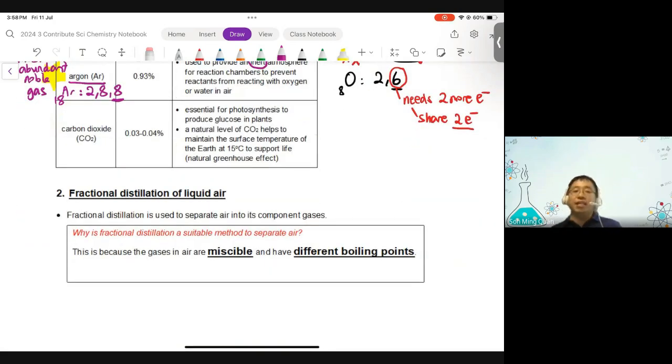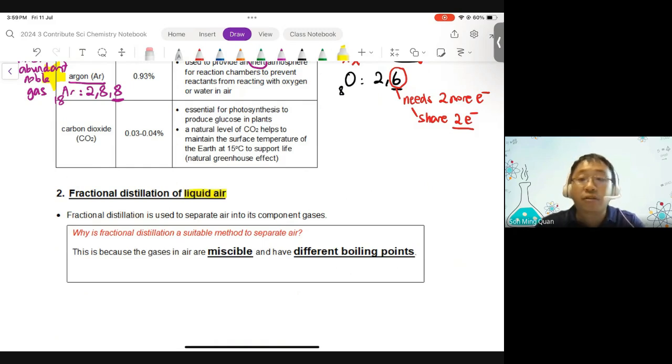So, fractional distillation is used to separate air into the component gases of nitrogen, oxygen, argon. Okay? So, similar to crude oil, fractional distillation is also used to separate air. However, for air, there's an added challenge. Crude oil is already a liquid, so you can just put the crude oil into the fractionating tower. Air must first be liquefied before it can undergo fractional distillation.